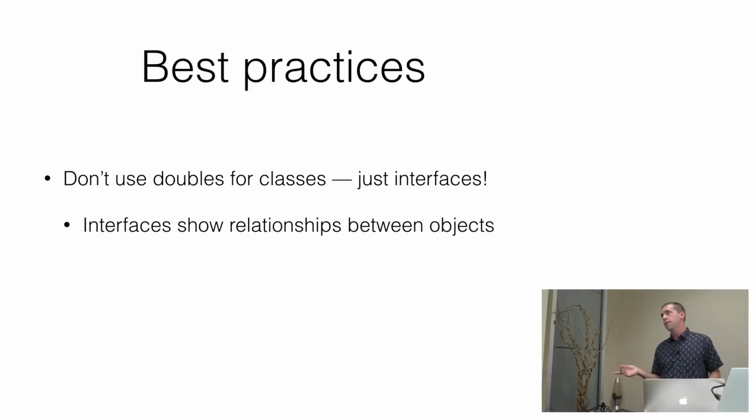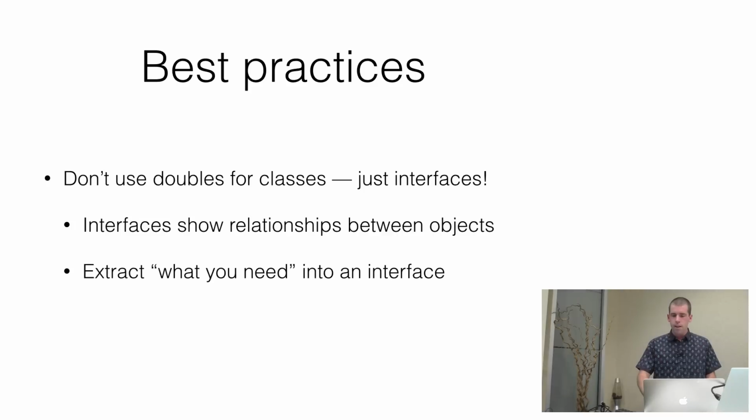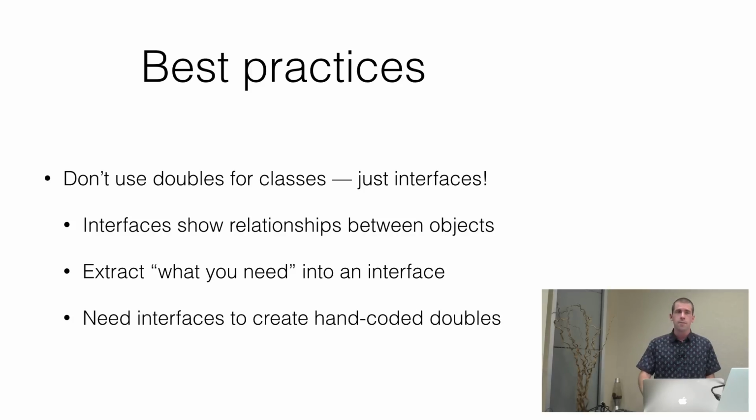Don't use doubles for classes, only use them for interfaces. Interfaces are better at showing relationships between objects. And similarly, like I said, any object should probably just depend on interfaces. Sometimes we can depend on concrete classes. I'm not going to get into why. There's plenty of literature about that. But ideally, you should be able to just extract what you need into an interface and just call that from your system under test. And finally, sometimes we need doubles to be interfaces.